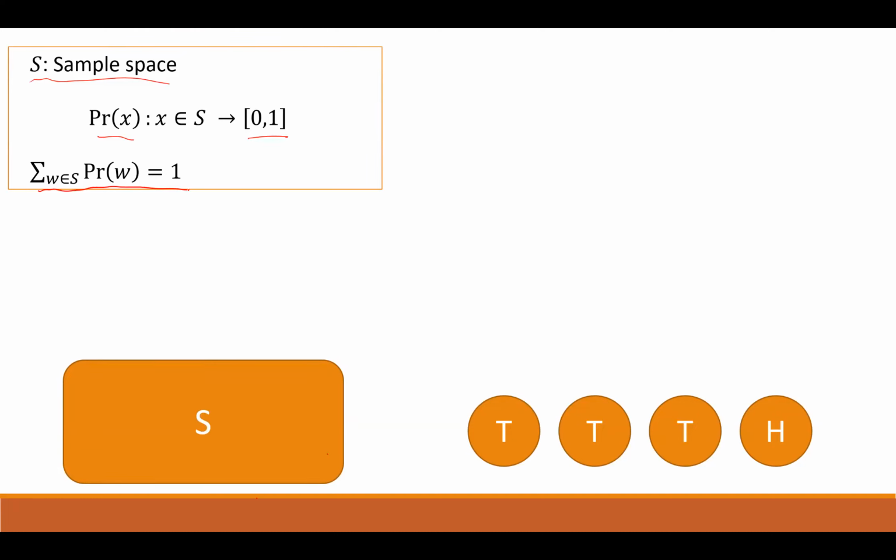Okay, so up until now, all of our sample spaces have been finite sets. So it was sort of easier to assign these probability functions, but we can have sample spaces that are infinite sets.